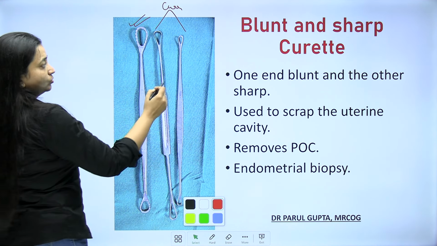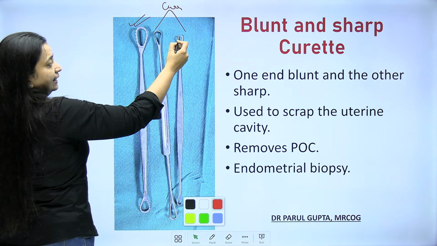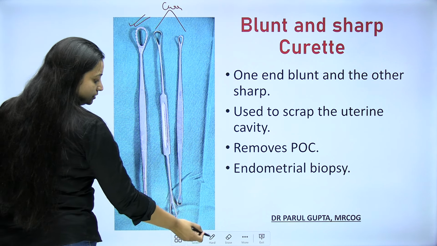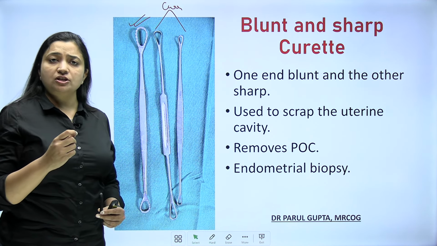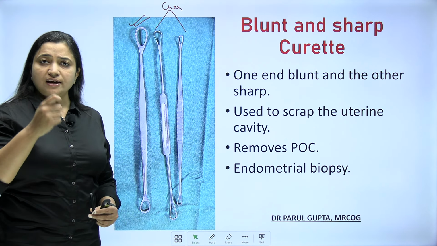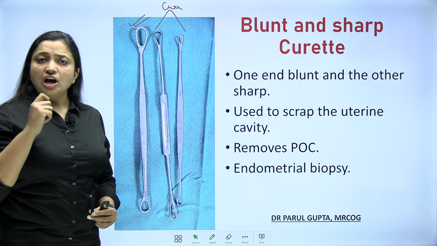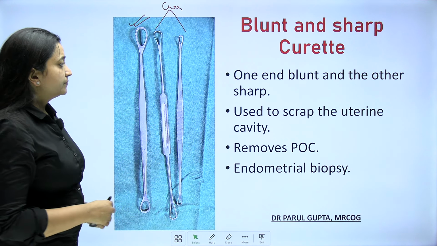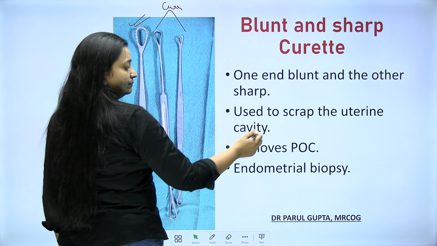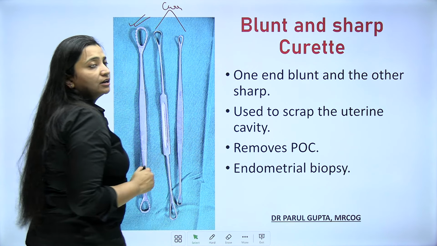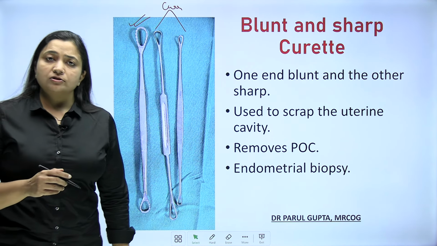But the curette is generally smooth and this edge could be blunt or sharp. Sometimes you feel that the uterine cavity is very soft, you go for blunt scraping, or you can go for sharp scraping according to your need. So one end is blunt and the other is sharp. It is used to scrape the uterine cavity, generally removes POCs. POCs means products of conception.